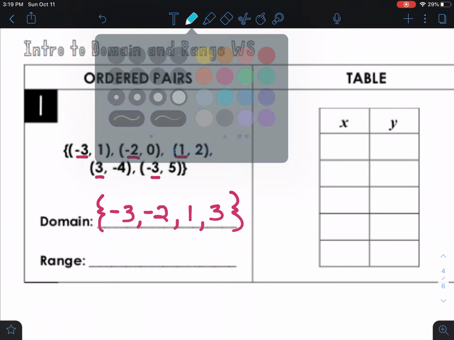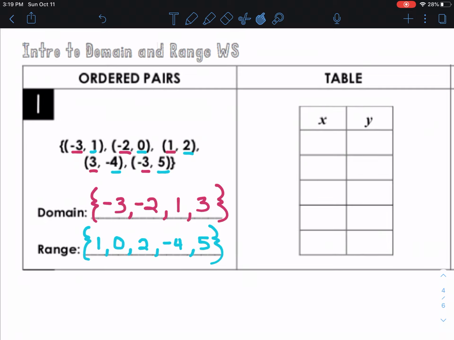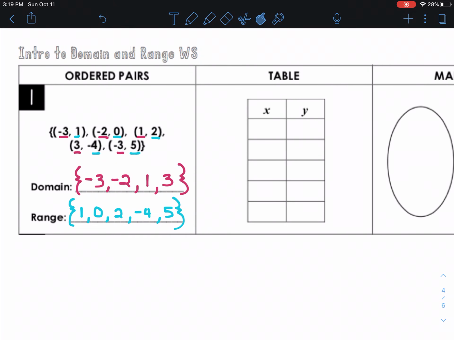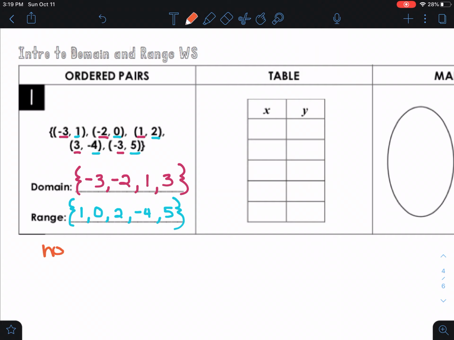All right, let's do range. Now range is your y values. So this would be 1, 0, 2, -4, and 5. And let's see, none of those repeat, so I'm going to write them all. Okay, so important to know, remember here when we do these, when you write domain and range, you should have no repeats.